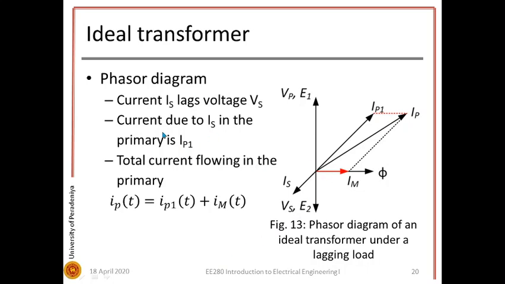Now we can represent this effect using the phasor diagram. If we connect a lagging load to the secondary terminal, you have Is which is going to lag E2. Due to this Is, there would be a current in the primary in the same direction, Ip1. Here, due to the representation, you have it in the opposite direction, but they should be in the same direction. So Ip1, then you have Im. The addition of Ip1 and Im is the current drawn from the supply.